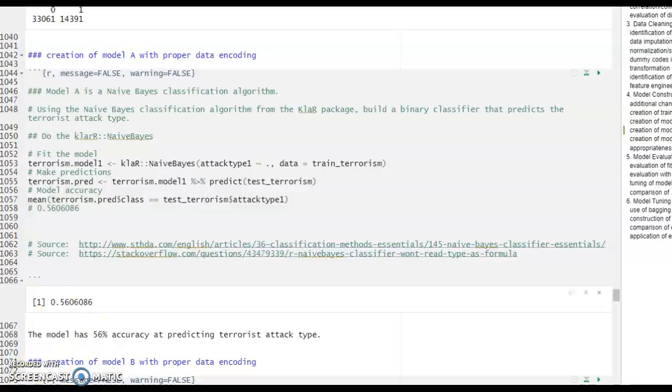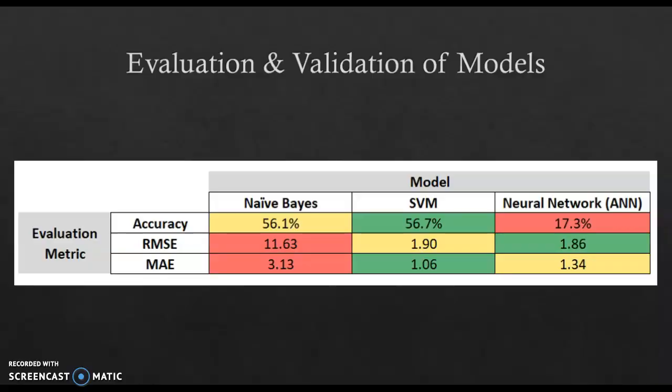To evaluate the three algorithms, I used accuracy, RMSE, and MAE. For accuracy, we want it to be as high as possible, and for RMSE and MAE, the lower one is going to be the winner. So from this, we don't really have a clear winner. The SVM model performed, I guess, the best on two of the measures, the accuracy and the MAE. So perhaps that's the best one to use.